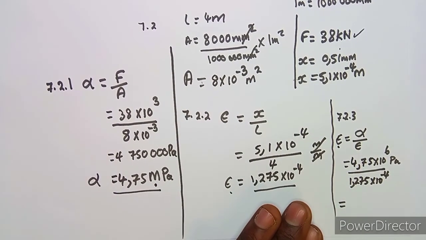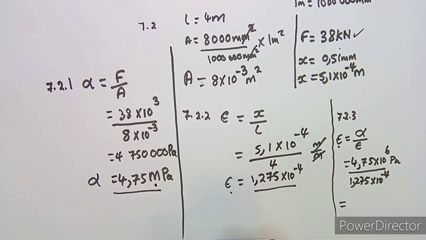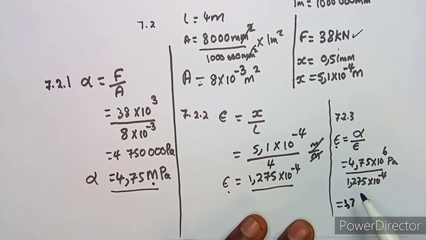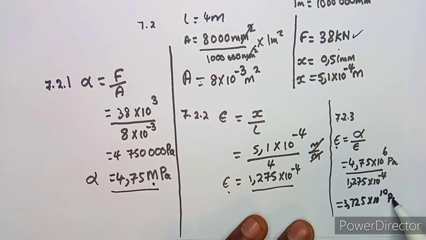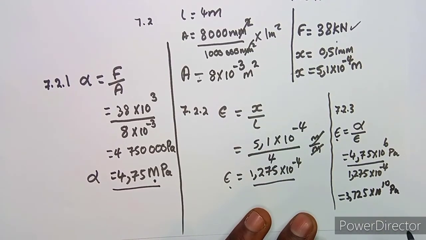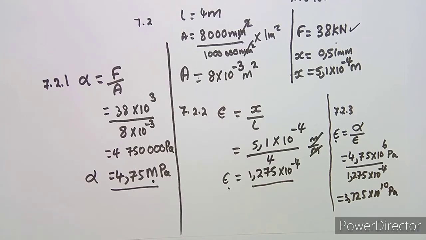If we divide, guys, let's see what you're going to have. It's going to be something like 3.7254 times 10 to the exponent of 10, which is in pascals. So for you to convert to gigapascals, remember, it depends on what you want to convert to, mega, giga, whatever, you divide by the opposite. Gigapascal is to the exponent of 9, so we divide by 10 to the exponent of 9, so that it can give us a gigapascal. So that's how you simply do it, guys.